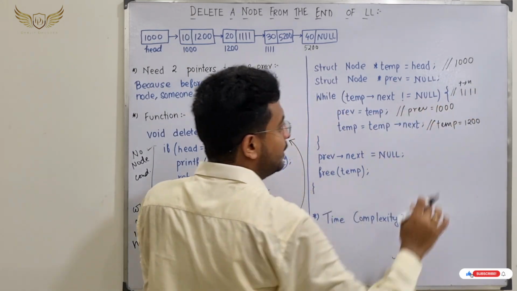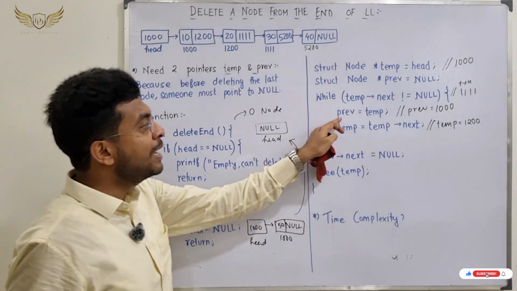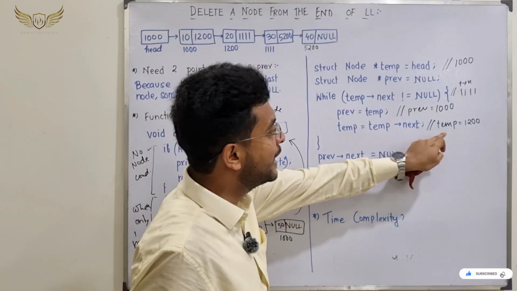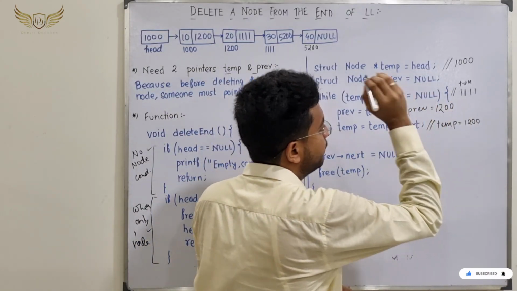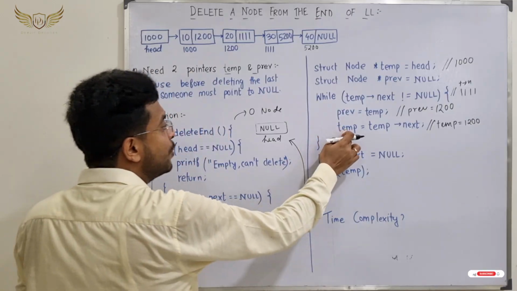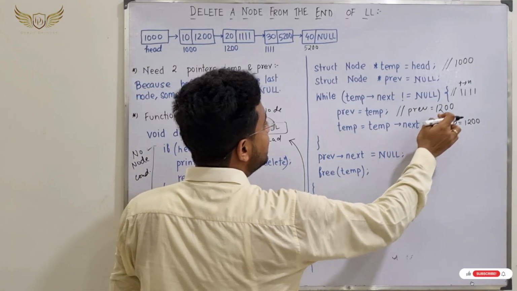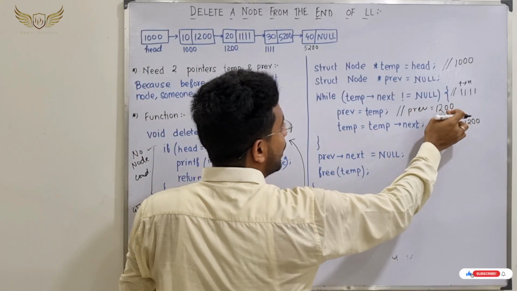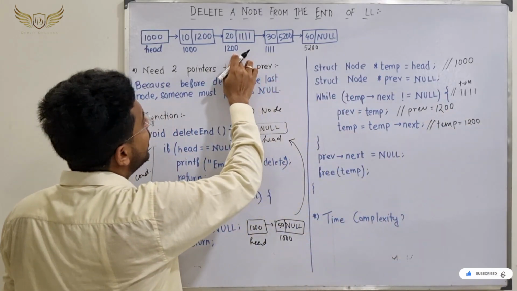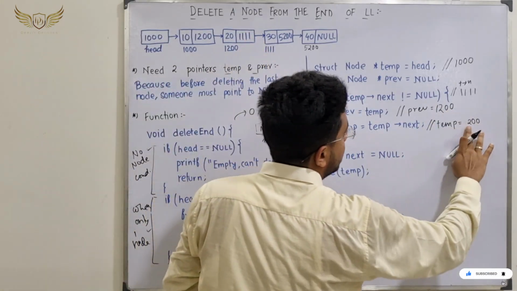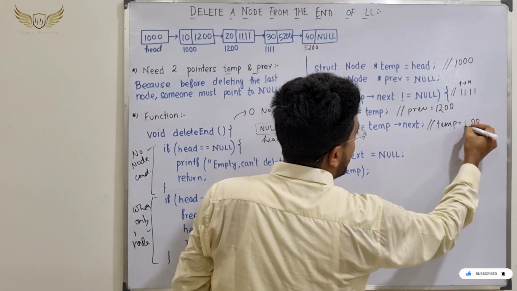And again it is not null. This condition is satisfying. So prev equals to temp. What is the value of temp now? 1200. So this prev becomes 1200, right? And temp equals to temp arrow next. Temp was 1200. Now temp arrow next, 1200 arrow next, that is 1111.